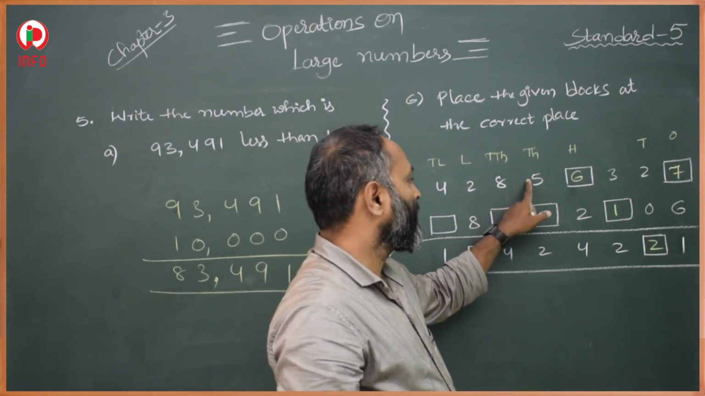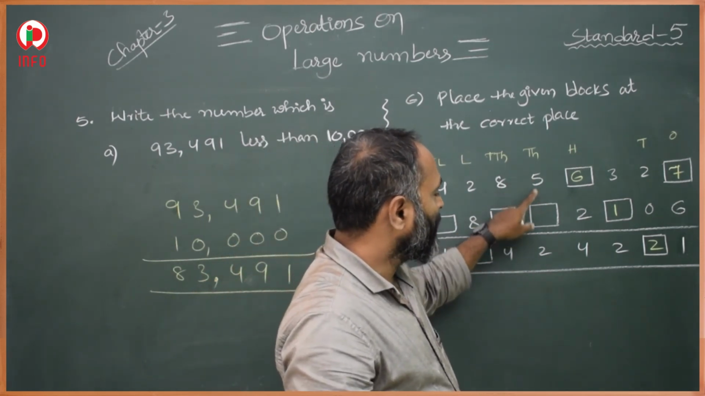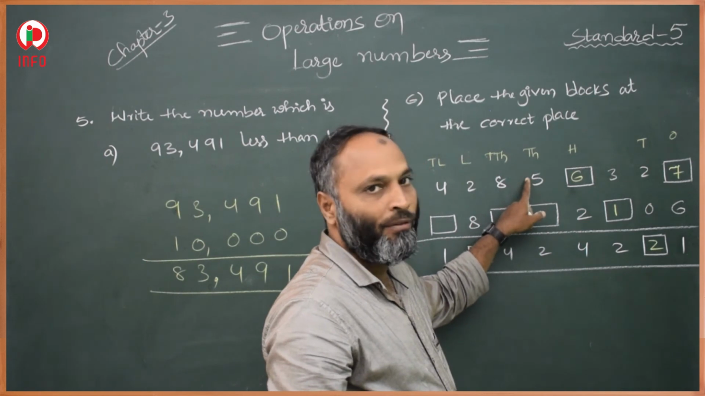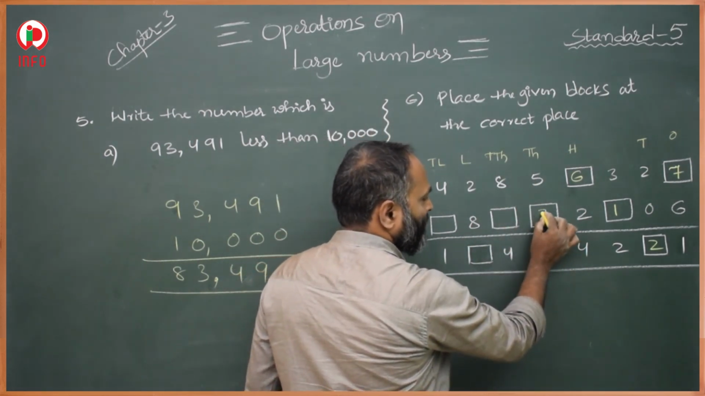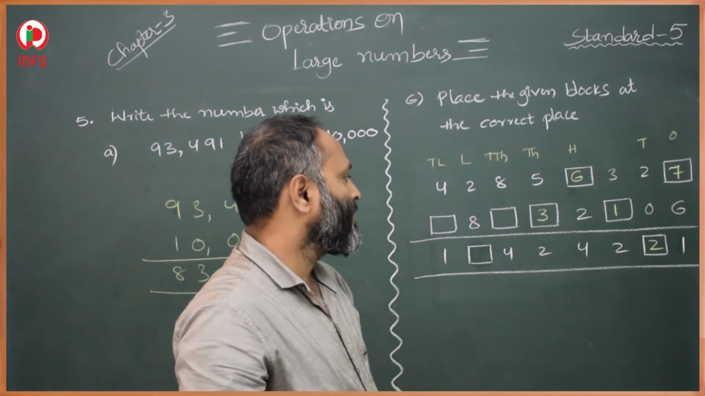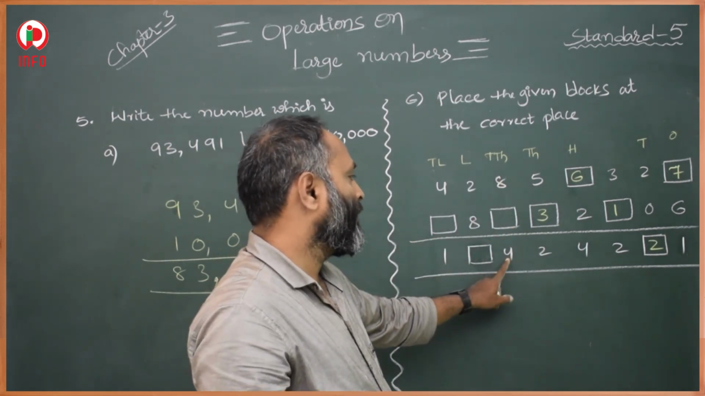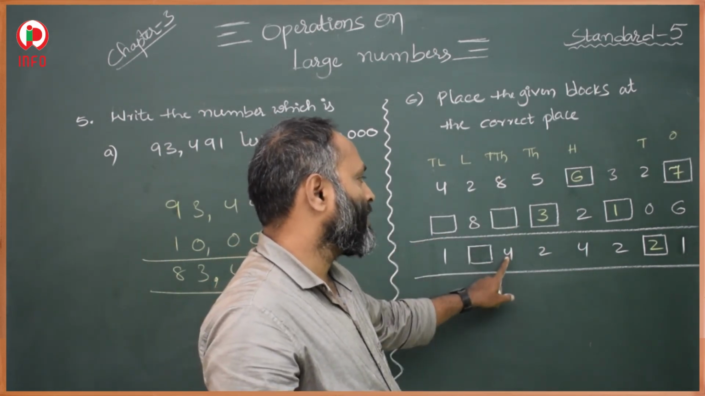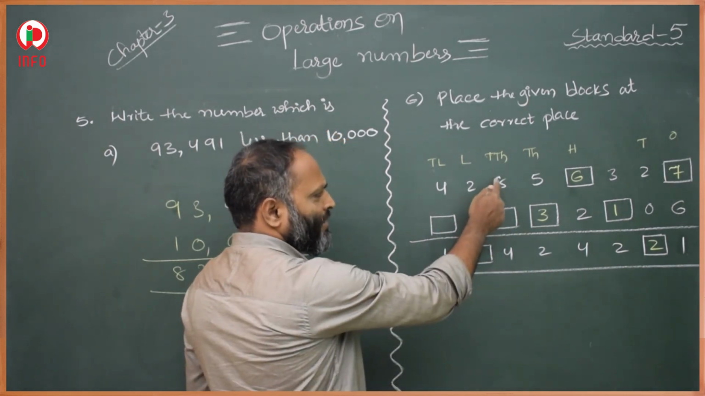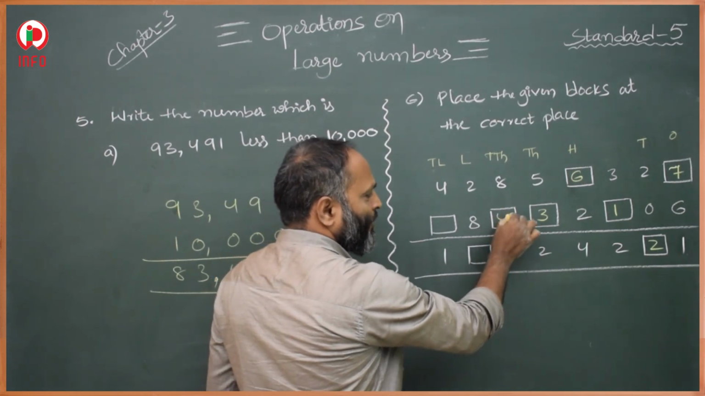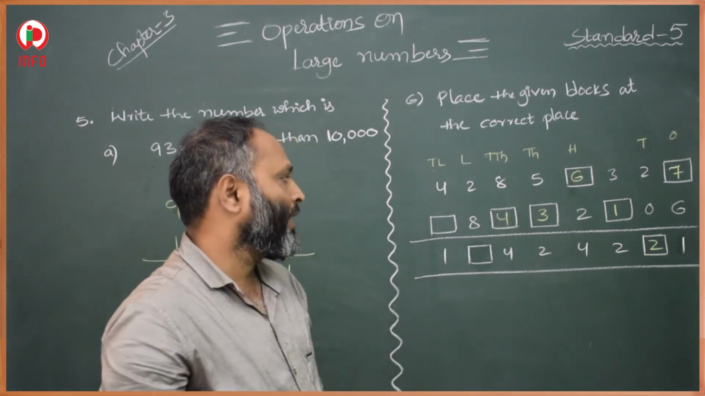Then after this, here 5. What number should be subtracted from 5 to get 2? That is 3. 5 minus 3 is 2. Then here 8 and 4. What number should be subtracted from 8 to get 4? That is 8 minus 4. 8 minus 4 is 4. That answer we have to take here.